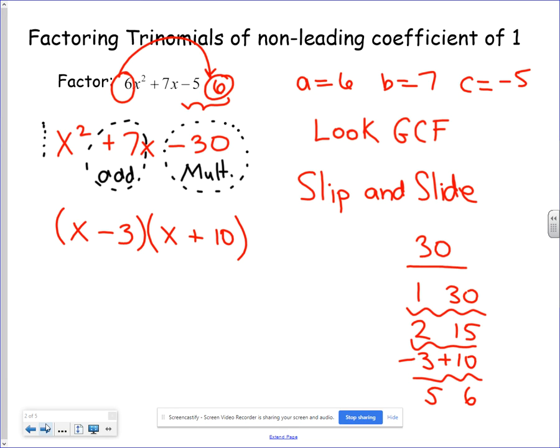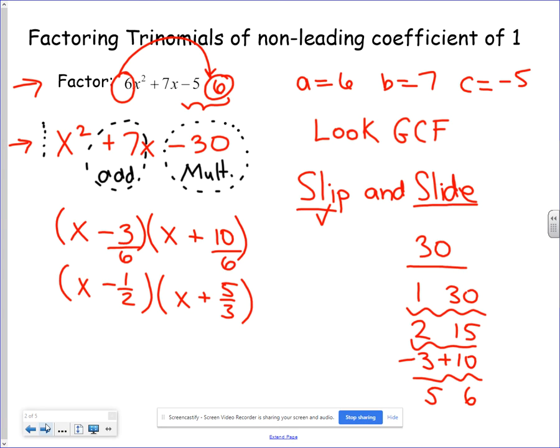And now this is not my answer, however, because this was not the original problem. The original problem was 6x squared. The method I'm using is called slip and slide. We did the slip part, so now we're going to do the slide part. The number that you slipped to the back, now you slide back into your answer. And then reduce these fractions. 3 over 6 reduces down to 1/2. 10 over 6 reduces down to 5/3.